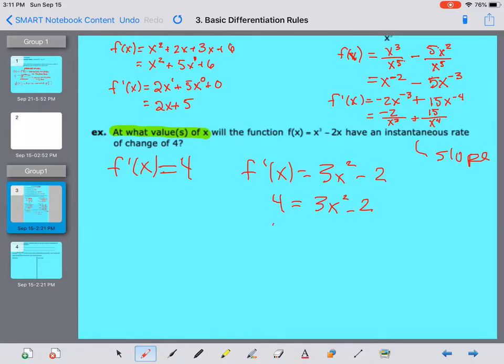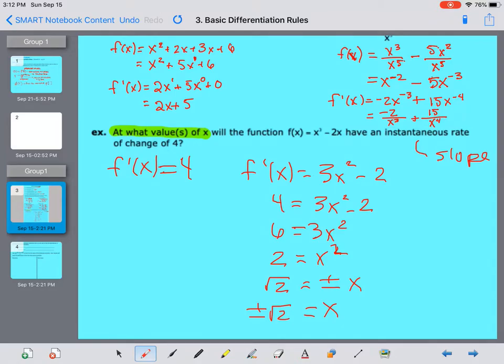I'm just going to solve out for x. So of course, adding 2 to the other side gives us 6 equals 3x squared. So there should be an equal sign. Divided by 3 gives us 2 equals x squared. Taking the square root of both sides gives us that the square root of 2 is equal to positive and negative x. Remember that positive and negative is not part of the square root, it's actually part of x. But when we solve, that's what transfers it to the square root. So then we get that anytime x is positive square root of 2 or negative square root of 2, we're going to get a rate of change of 4. Okay, so we're going to stop there.